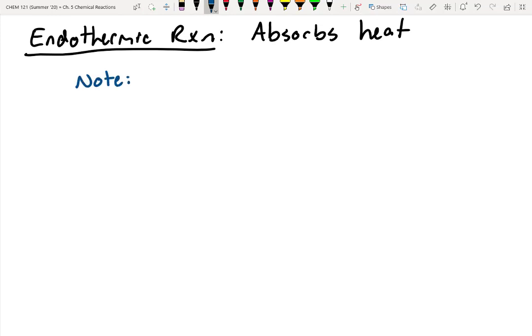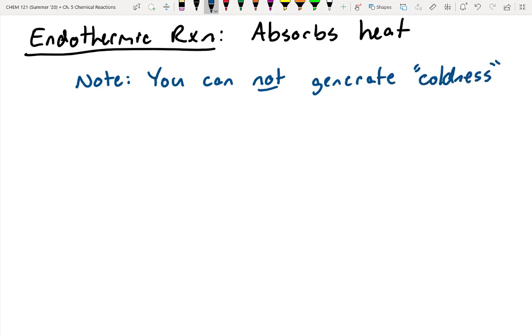A lot of times people will think that their air conditioner is creating cold air. That's not true. Instead, what your air conditioner is doing in your house or car is it's transferring the heat from inside your house to outside your house, meaning we can't generate coldness. So you cannot generate coldness. Coldness is really just the absence of heat. You can only absorb heat, which is essentially what your air conditioner is doing.